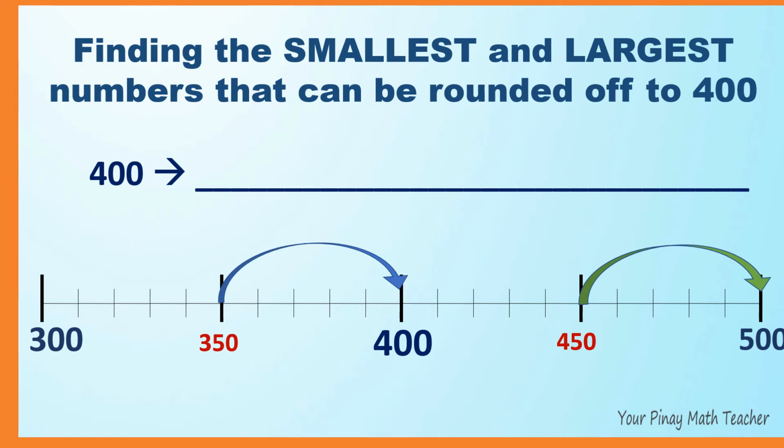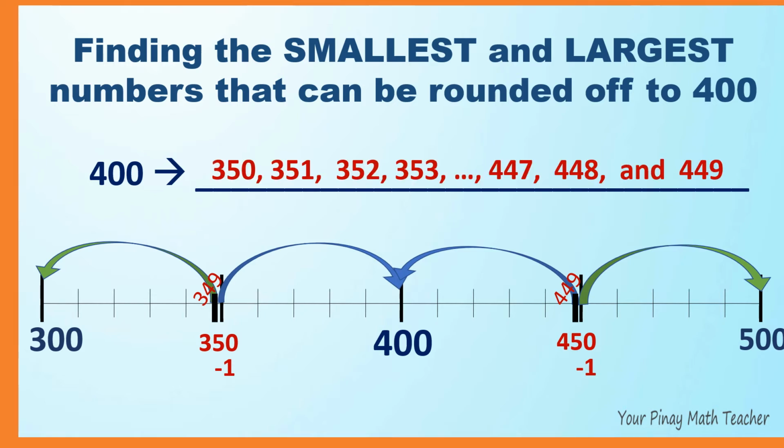If we take 1 from 350, which is 349, then it's to be rounded off to 300. 450 minus 1 is 449. It should not be rounded off to 500 anymore, but to 400. Based on the illustration, these are the numbers that can be rounded off to 400, from 350 up to 449. Therefore, the smallest is 350 and the largest is 449.